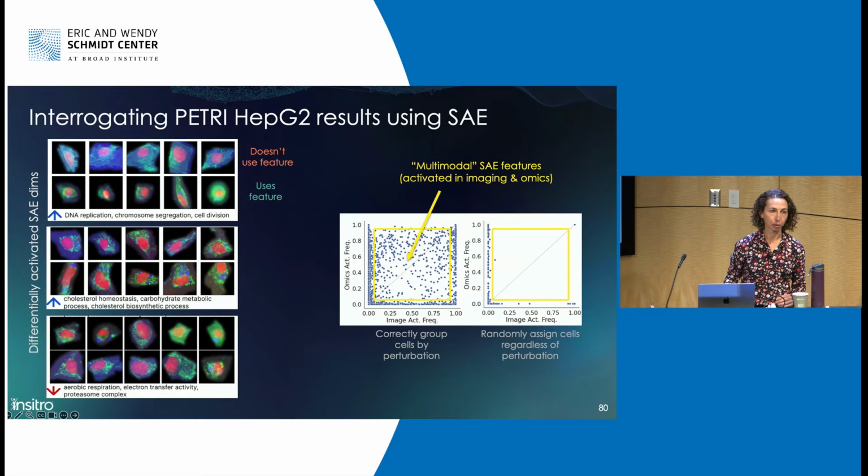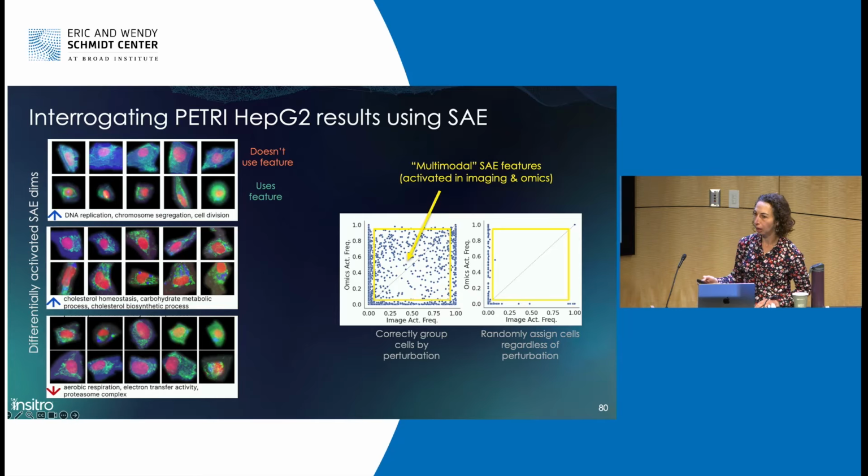We can also use our sparse autoencoders to interpret these multimodal Petri embeddings. And what we're doing here is we're looking, again, at differentially activated SAE features. For each one of these features, we're looking at the top 3 gene ontology terms enriched in that feature. And we see that we have features corresponding to DNA replication, cholesterol homeostasis, and aerobic respiration, which are relevant in the experimental setup here.